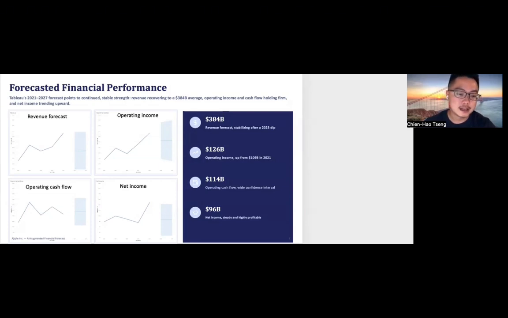Finally, net income increased significantly in 2025, and Tableau forecasted it to remain around 96 billion on average. Overall, despite some uncertainties reflected in the confidence intervals, the forecast indicates that Apple is likely to maintain strong revenue, profitability, and cash flow, supporting a stable financial outlook.